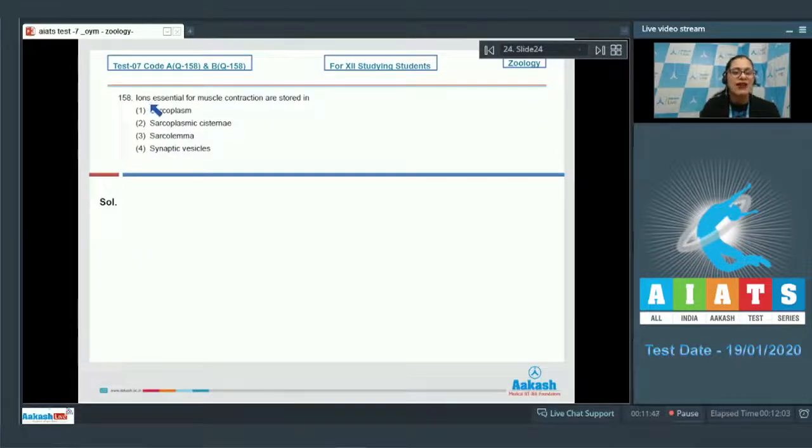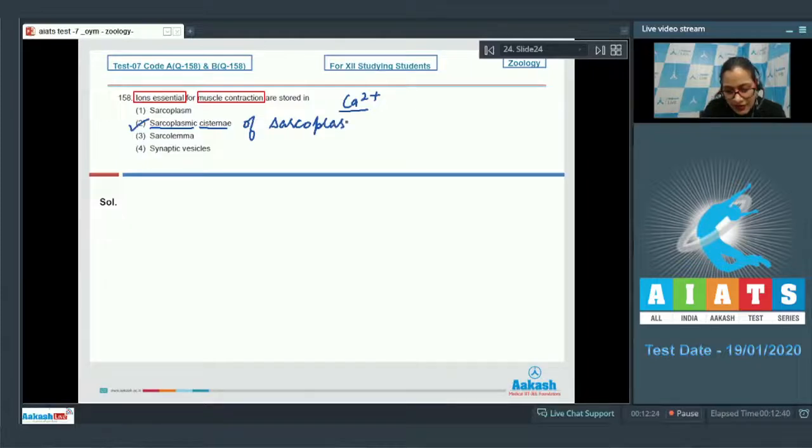Question number 158. Ions essential for muscle contraction are stored in, and the options given are sarcoplasm, sarcoplasmic cisternae, sarcolemma, synaptic vesicles. The ions essential for muscle contraction are calcium ions, and these ions are stored in sarcoplasmic cisternae. So the correct answer is option number 2. Sarcoplasmic cisternae of sarcoplasmic reticulum. Endoplasmic reticulum in muscle is known as sarcoplasmic reticulum.